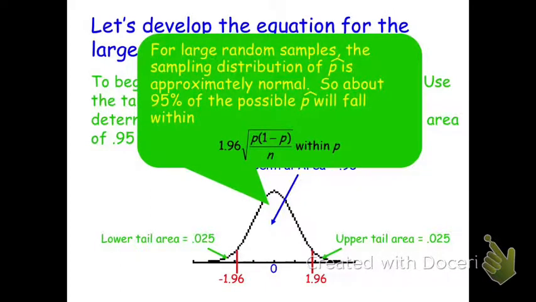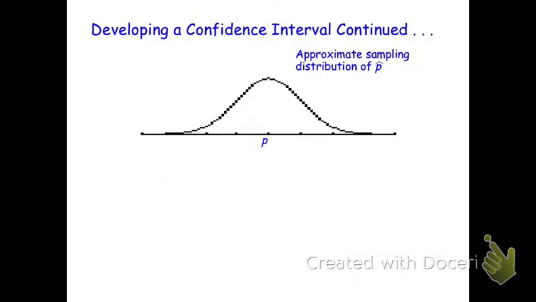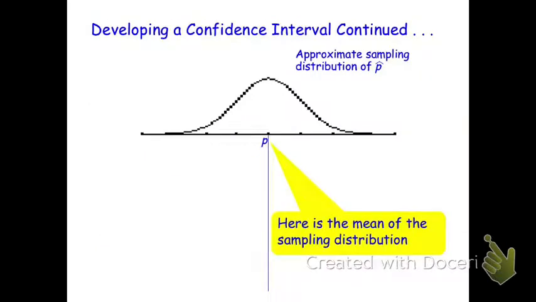So what this means is that 95% of the data is within 1.96 standard deviations from the mean.